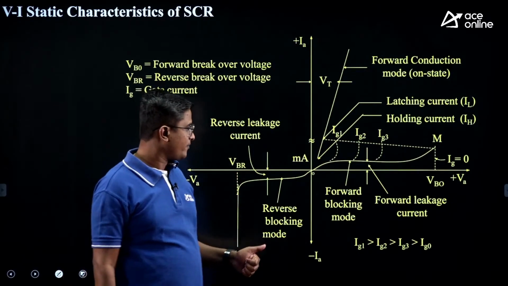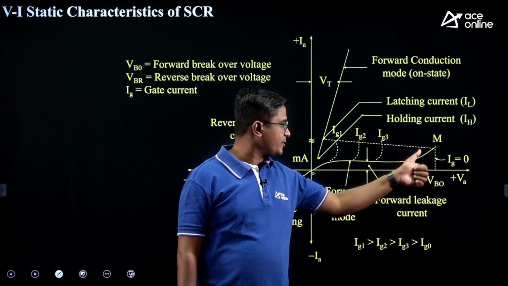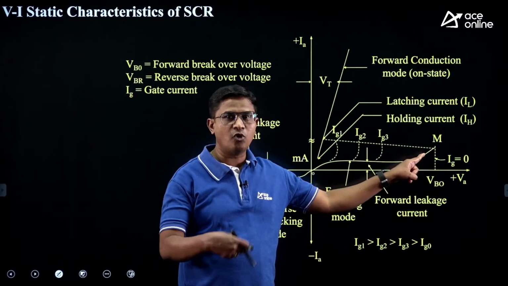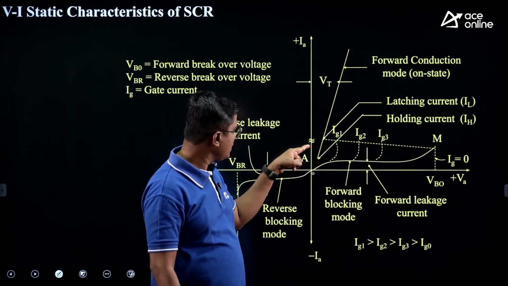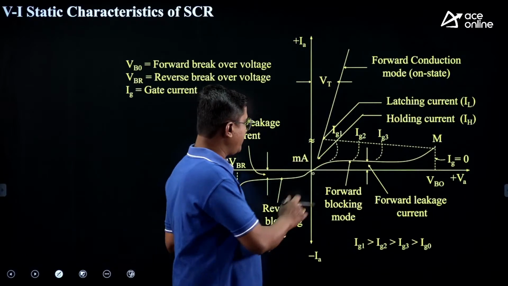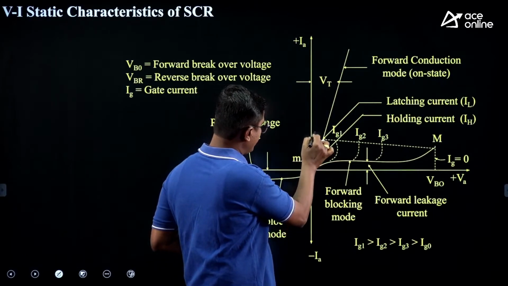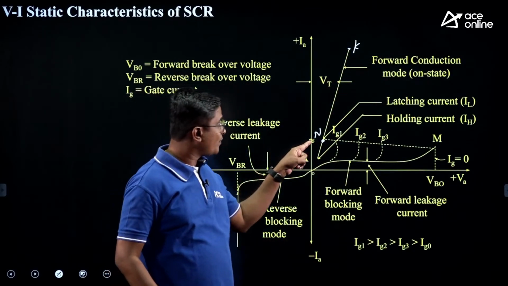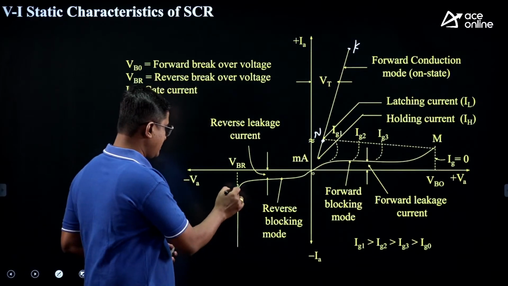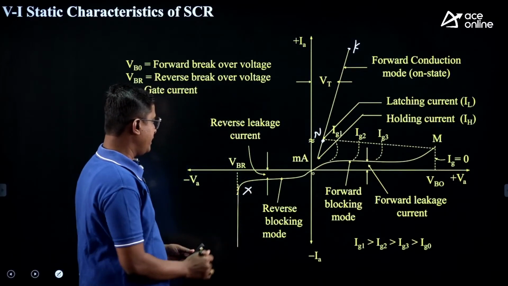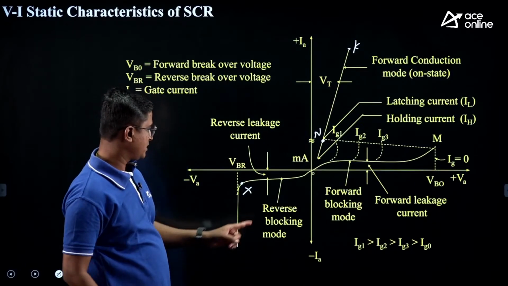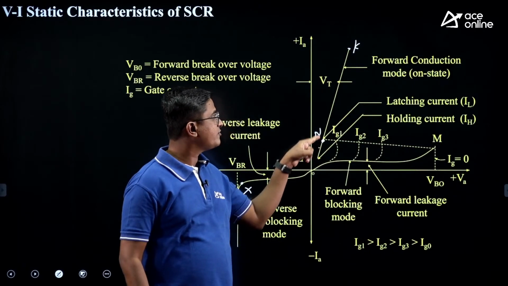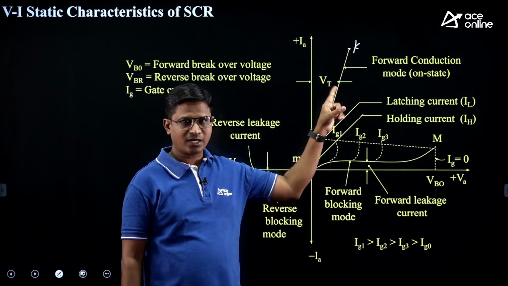Now here, this curve OM indicates the forward blocking mode of the SCR. From this point, let me write it as N, and this is K. NK indicates the forward conduction mode. And similarly, this OX indicates the reverse blocking mode. This is reverse blocking, this is forward blocking, and here it is a forward conduction, right?